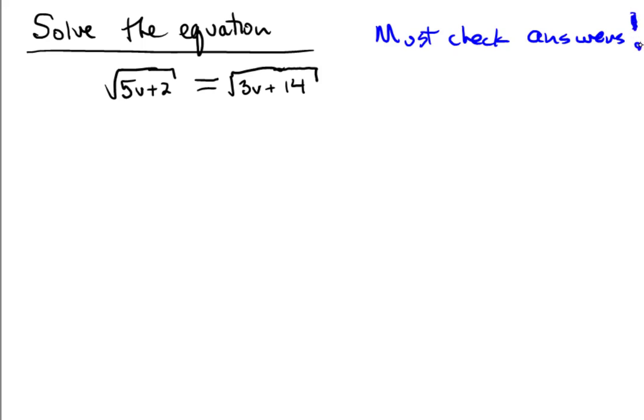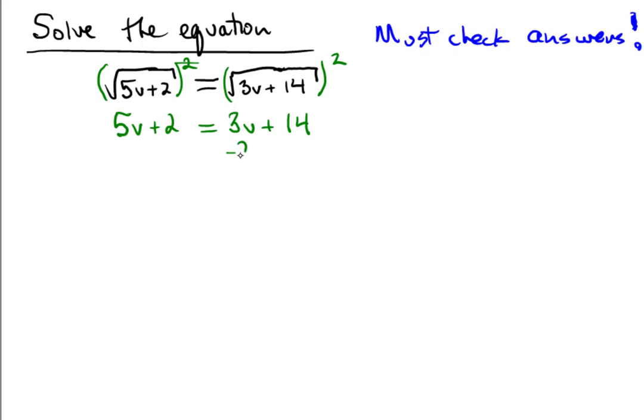Okay, so radical of 5v plus 2 equals radical of 3v plus 14. Let's take both sides and square them. The reason I'm squaring is because a radical is canceled out by squaring. So on the left-hand side, we'll get 5v plus 2. And on the right-hand side, we'll get 3v plus 14.